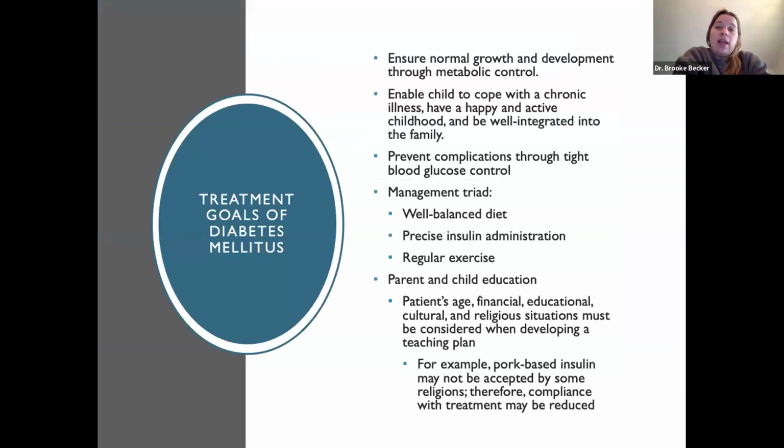So treatment goals of diabetes, obviously ensuring normal growth and development by making sure that you're controlling their sugars. Teaching these kids how to cope with their chronic illness, allowing them to have as normal of lives as they can. So participating in sports and all of that, but also knowing that if they are in sports, their insulin demands or dosages may need to be changed a little bit. Okay. Well-balanced diet, precise insulin administration, which we've talked about, and regular exercise is necessary in these kids.